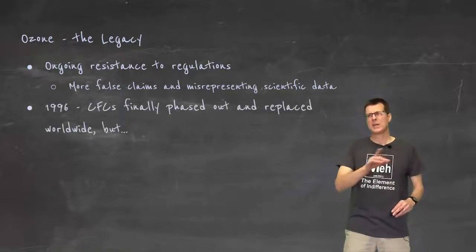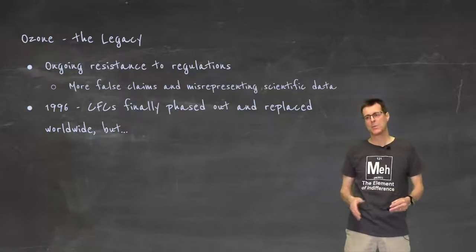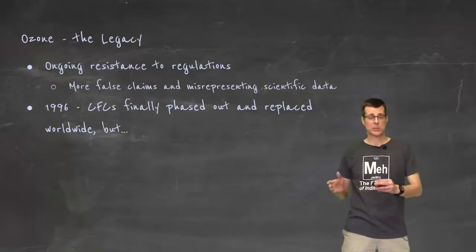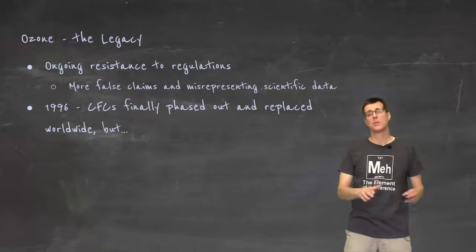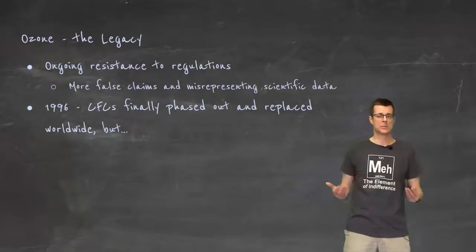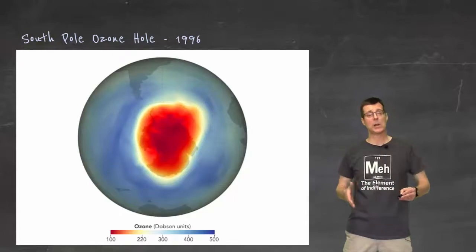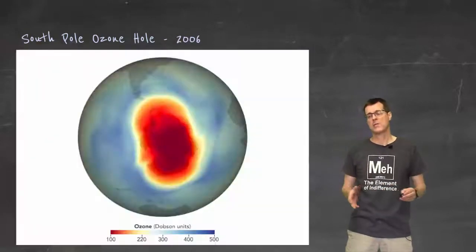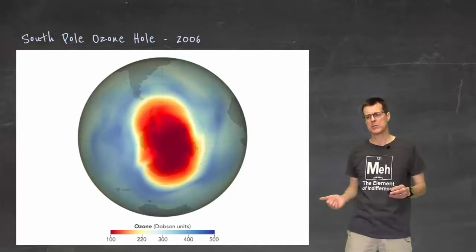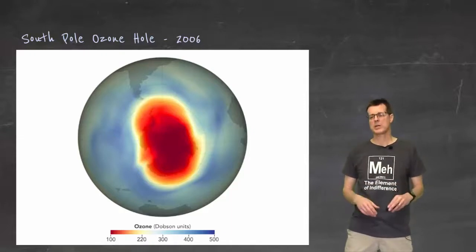1996, so, well, almost 10 years after the expedition to the South Pole, CFCs were finally phased out and replaced worldwide, but here's the problem. Up until that point, they were still being used, which means they were still out there, still being released. So in 1996, the South Pole ozone hole was quite a bit larger. 10 years later, in 2006, it was about the same size. It moves around a little bit, but you'll notice that it's still quite large, and it doesn't seem to be getting a whole lot better.